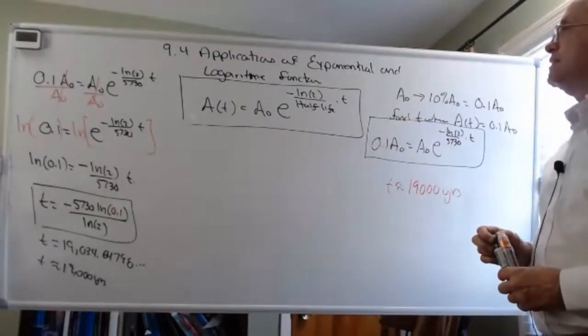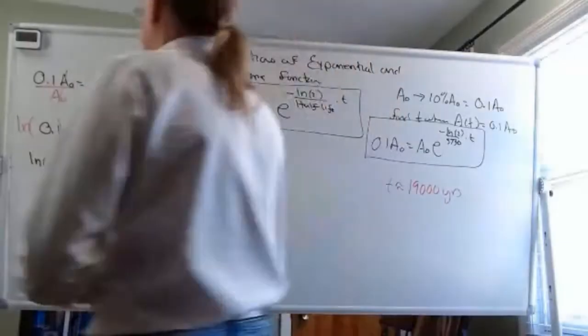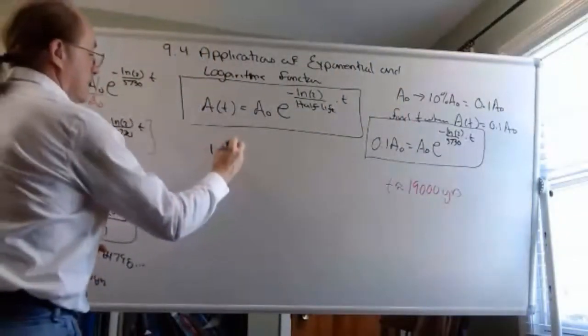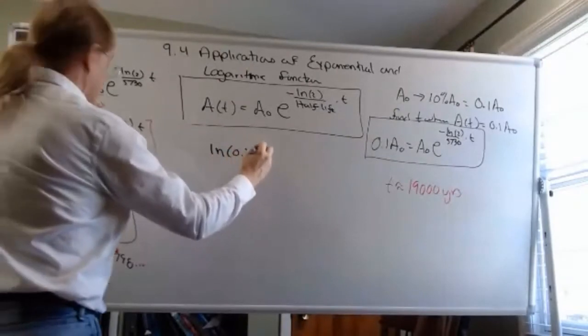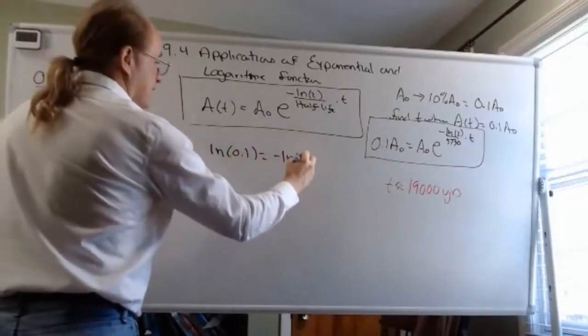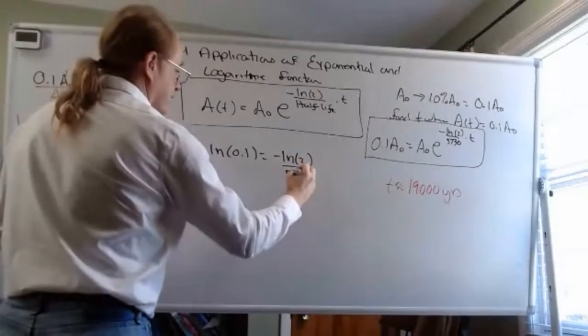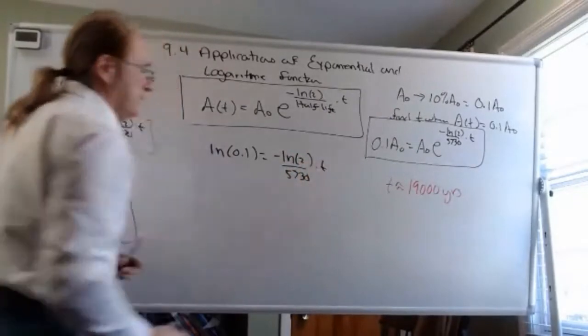Professor, I think you can't see my hand raised. Can you just go over that last step right before you box it in? I didn't follow you. Okay, let's do it in pieces over here. 0.1 is equal to minus the natural log of 2 over 5730 times t.